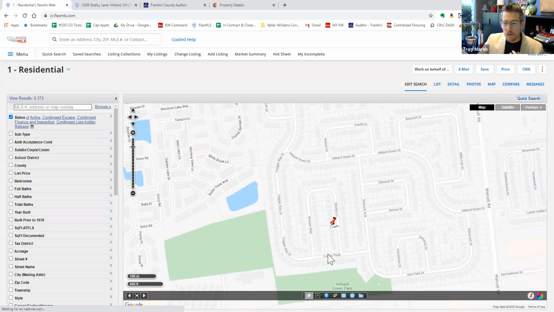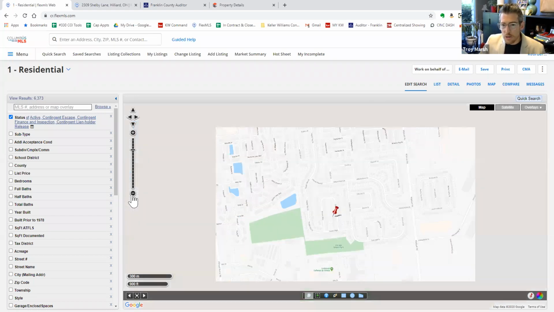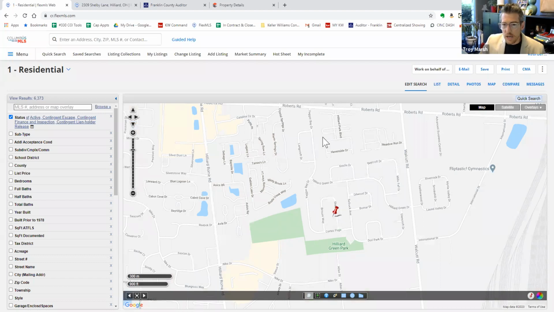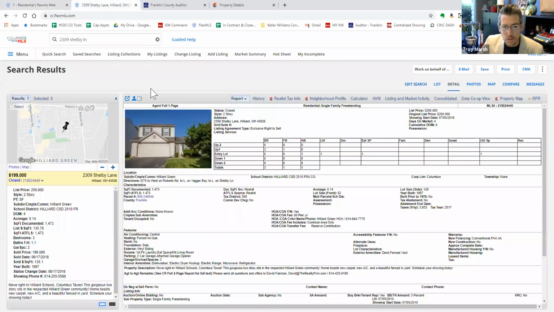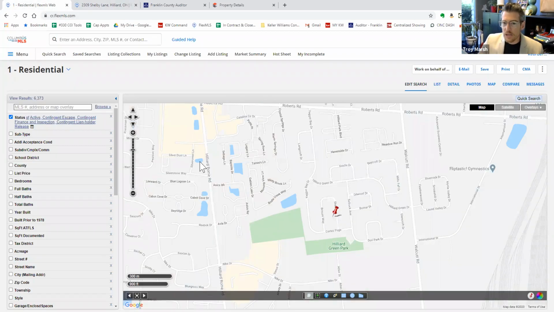Now, the goal of pinning is twofold. Number one, that pin's going to stay there when I'm starting to look at comparables. But number two, it's going to give me the ability to see, okay, what neighborhood is this in, right? So we know from the MLS, if we look at subdivision, if it's input correctly, which is not a required field in the MLS, but most agents use it, that it's in Hilliard Green.